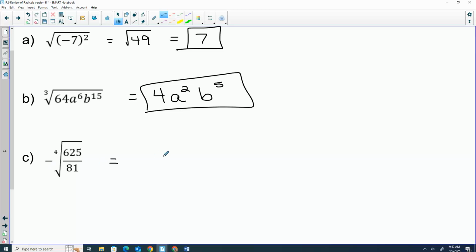If there's a negative on the outside, it just trails along. So my answer still has a negative. What is the 4th root of 625? Over. What is the 4th root of 81? 3. So we get -5/3.